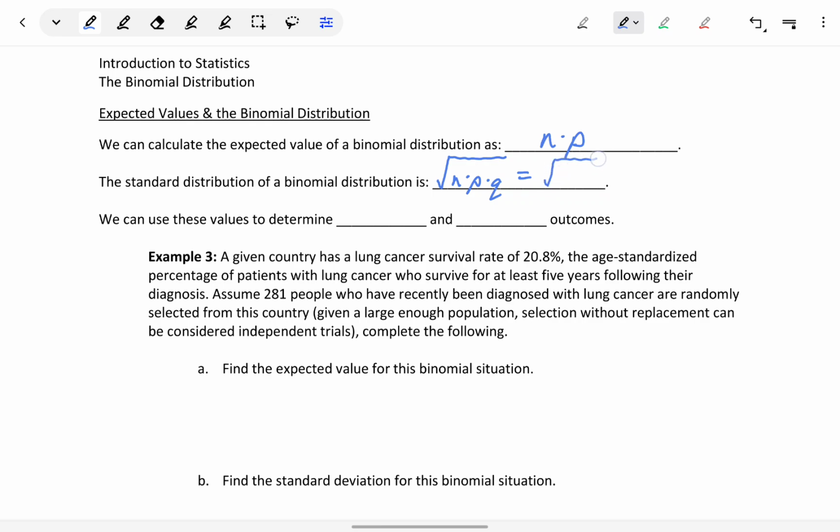We could also rewrite this as n times p times 1 minus p, since p and q are complements of one another. We can use these values to determine likely and unlikely outcomes for a given binomial experiment.